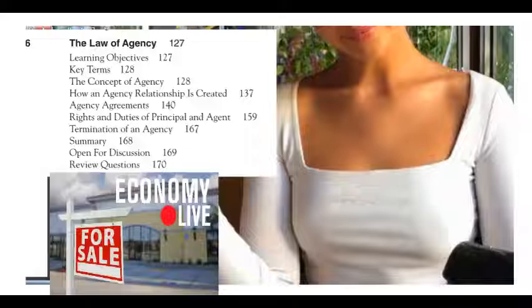Figure 6.4 is a typical exclusive authorization and right to sell listing contract. This form was prepared by the California Association of Realtors. The features of the contract are explained in the following list. The numbered paragraphs refer to the numbered sections of the contract.